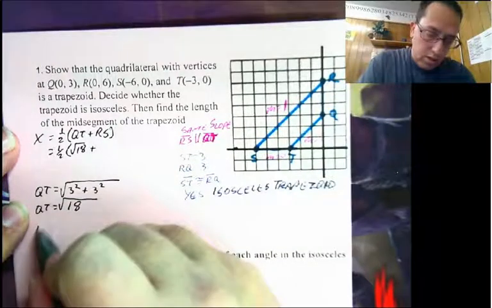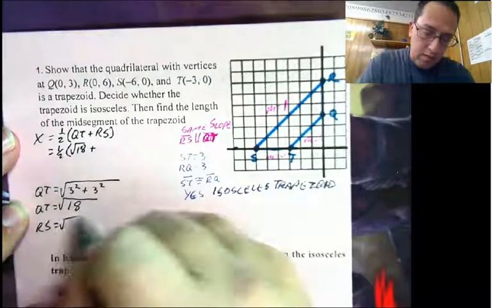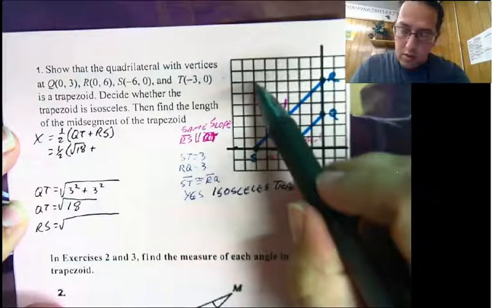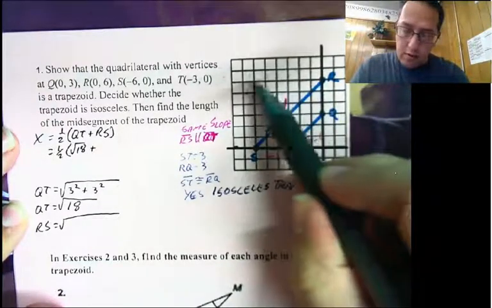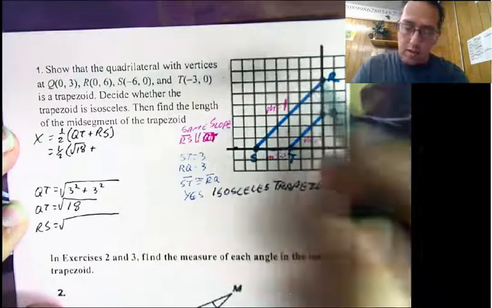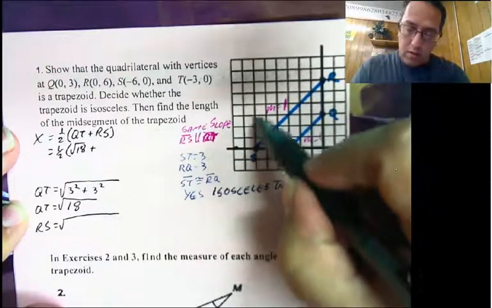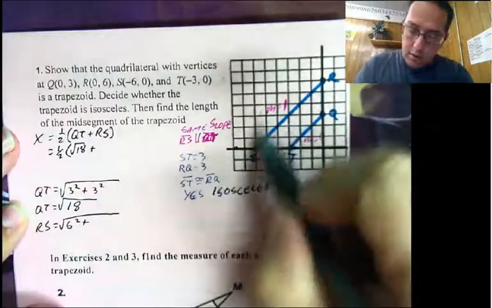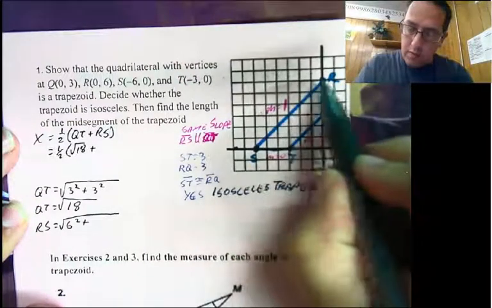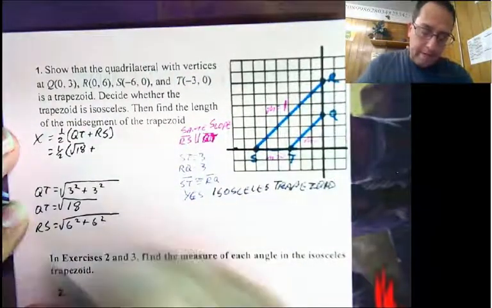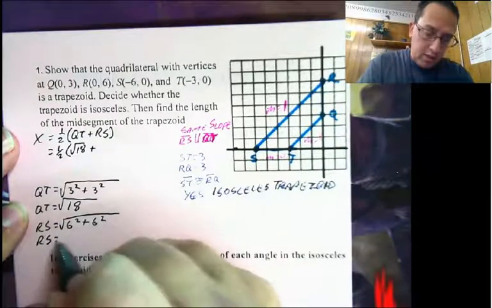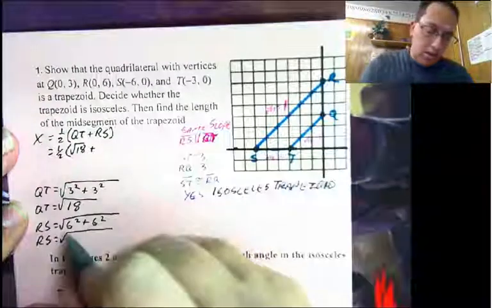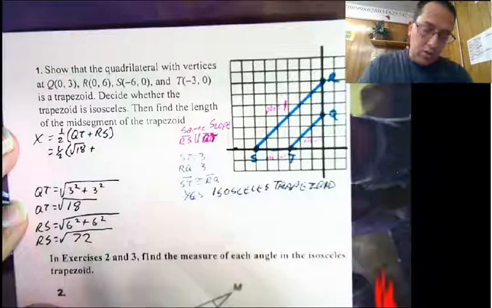So there's RS. Okay. So RS, we're going to do the same thing, square root of, and then let's see here. We're going to have this little imaginary right triangle here using the grid lines, because that way I can just count the lengths. It went up 1, 2, 3, 4, 5, 6. So a will be 6 squared plus, from here we're going over 1, 2, 3, 4, 5, 6, 6 squared. All right. So RS is equal to the square root of 6 squared, which is 36, plus 6 squared, which is 36. And 36 plus 36 is 72.